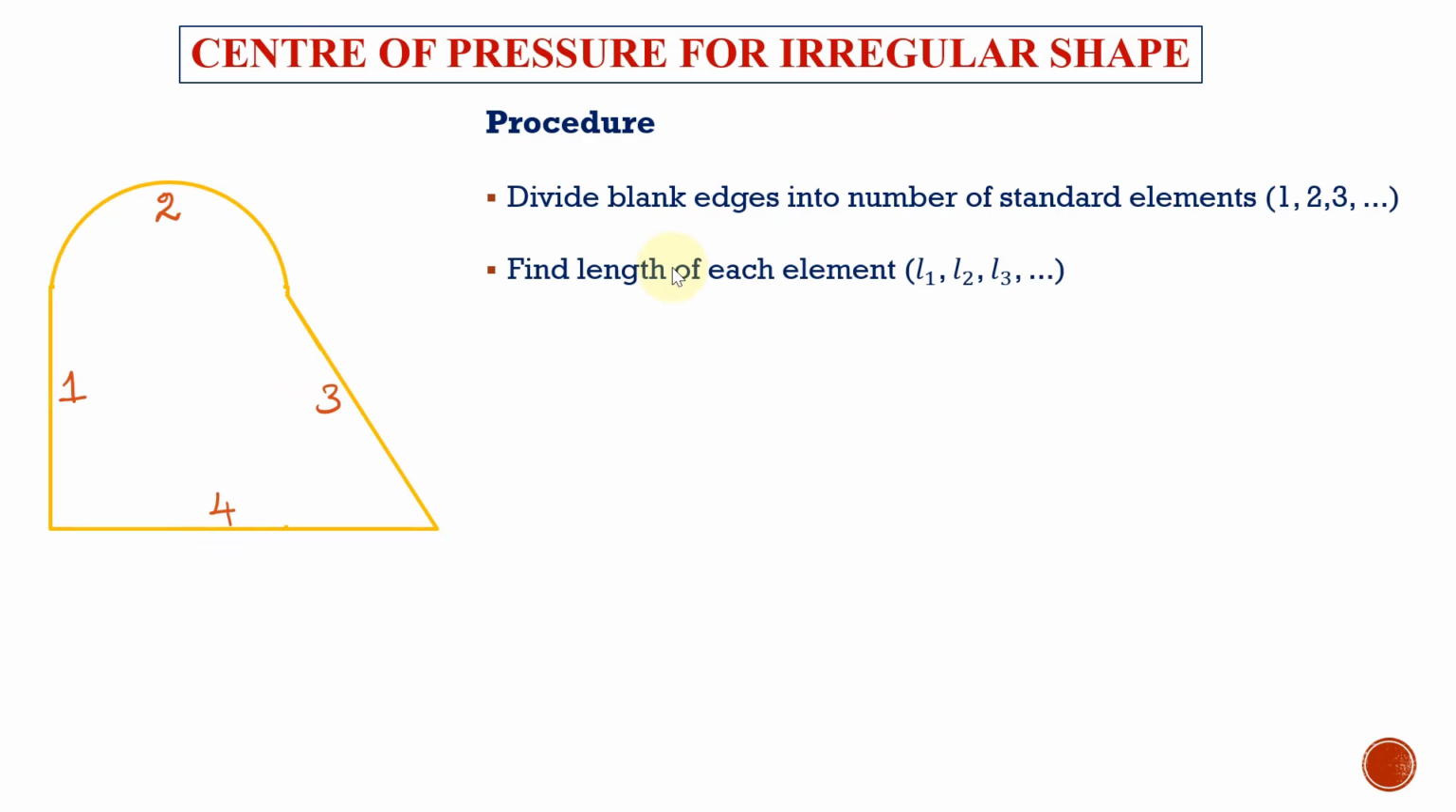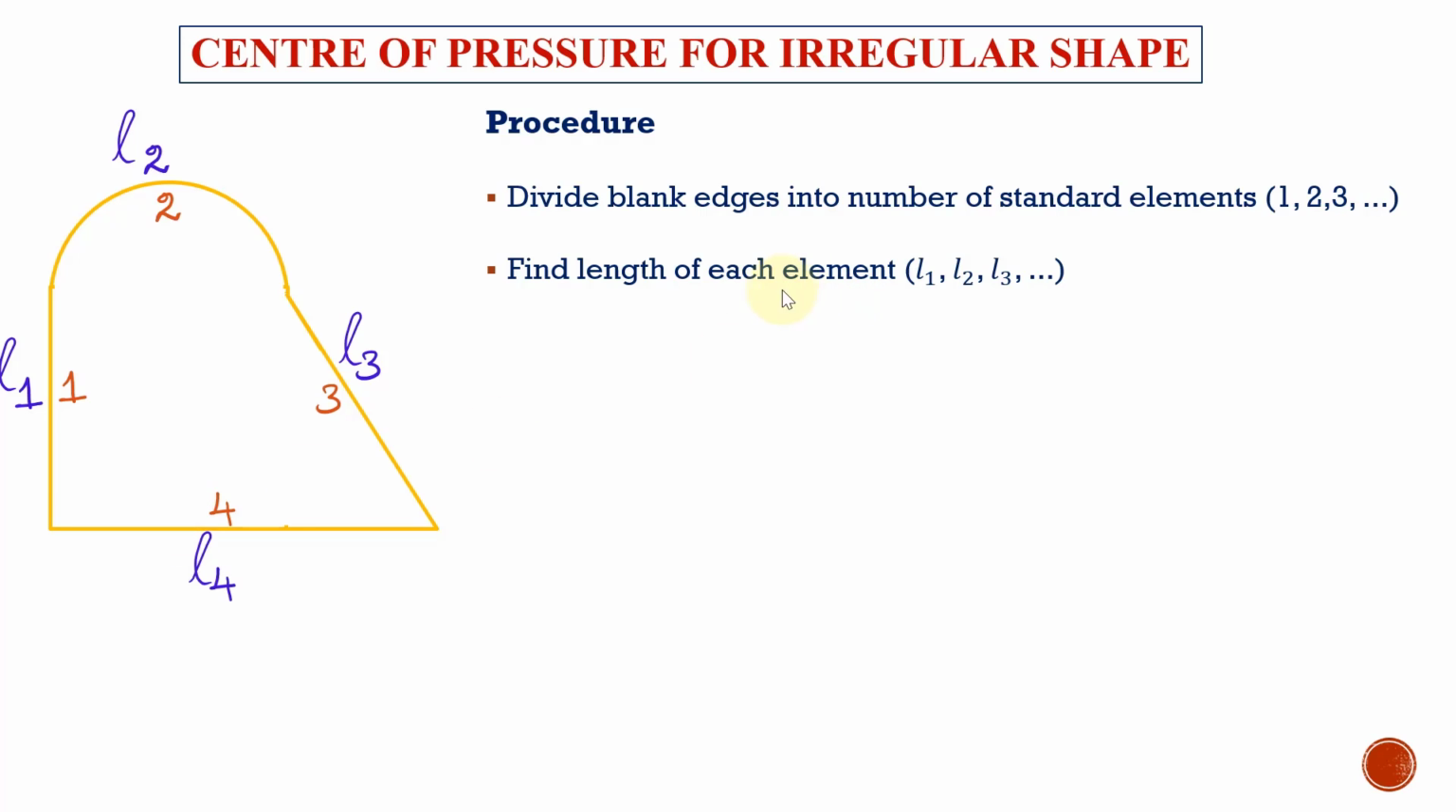The second step is to find out the length of each element. Element 1 is a straight line, and element 2 is the arc length of the semicircle, that means the perimeter of this semicircle. The third one is the length of this slanting line, and the fourth one is the length of this straight line. Okay, it is horizontal.